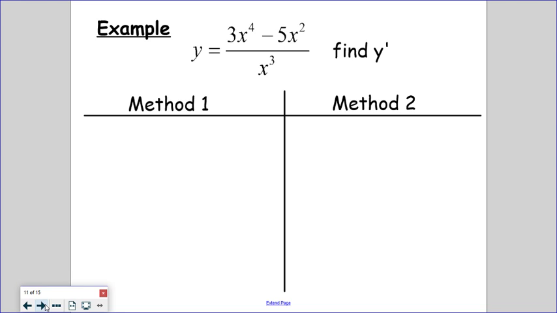All right. So go ahead and take a second and practice that quotient rule without me doing this. Given the function y equals 3x to the fourth minus 5x squared over x cubed, it says find y prime. So take the derivative of that. I do have up there method 1 and method 2. Method 1, I want you to just practice what we just did. Do the quotient rule, and then we're going to talk about some options that we have sometimes depending on what the function looks like. But this one, I just want you to practice, first of all, your quotient rule.